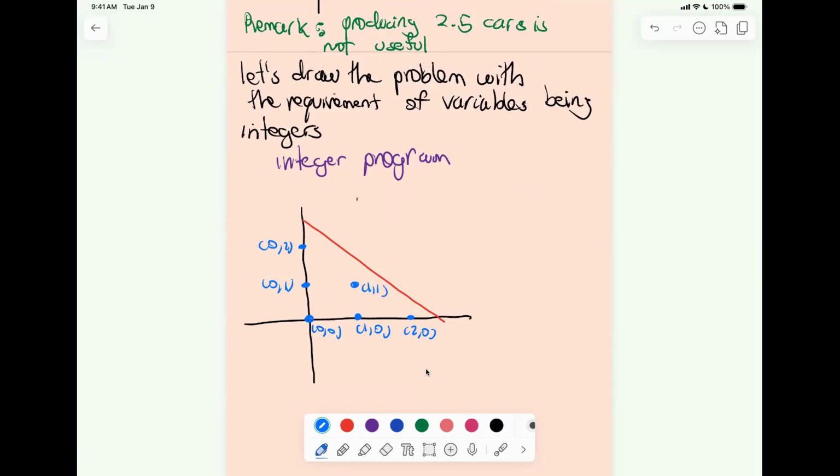There's no space in between those points because all the other space uses values that are not integers, right? So there are only 6 points to look at.